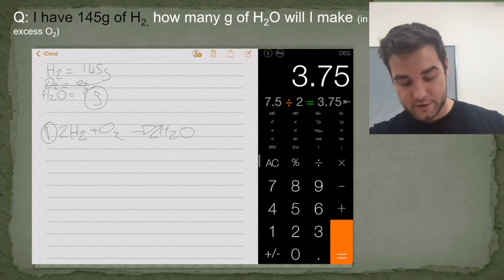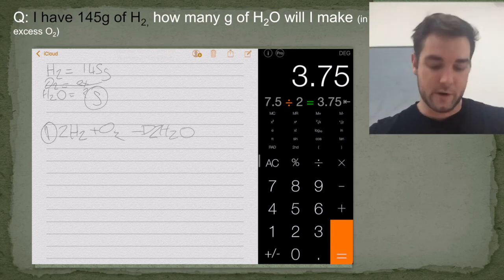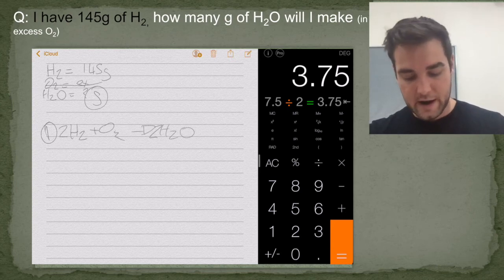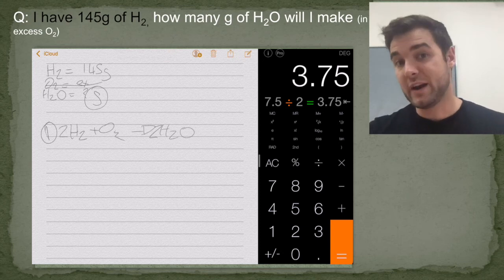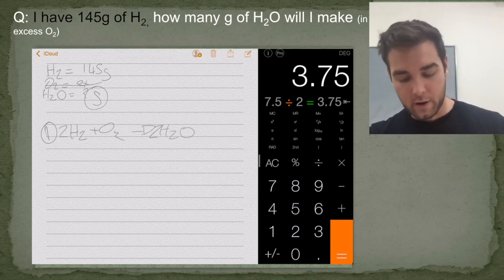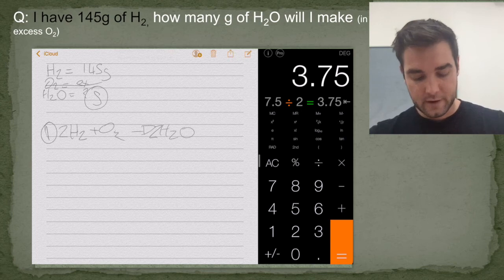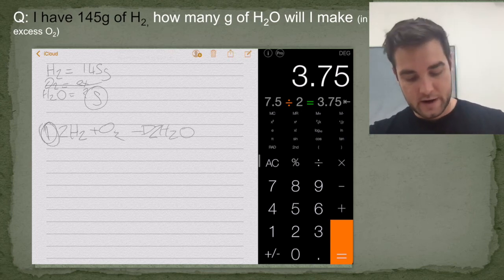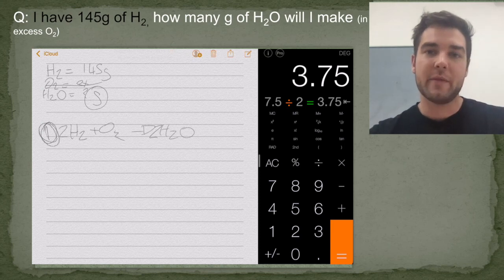So I can see I've got a mole ratio. There is a sneaky little 1 there, but I don't need to put that in. So it's a 2:1 ratio between the hydrogen and the oxygen, and a 2:2, which is the same as 1:1, for hydrogen and water. Okay, so step 1 was to write out the equation. That's why I put that 1 there, that 1 here.